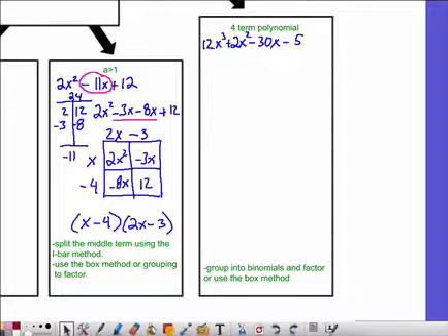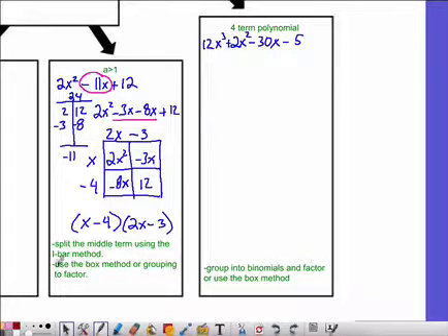Okay, so I can either group into binomials and factor, or I can use the box method. And this one I'm going to show you both. But back here where it said or grouping to factor, that's what I'm going to show you first, is to group to factor. Because this is 4 terms, 1, 2, 3, 4. And once you split the middle term over here, this is also 4 terms, 1, 2, 3, 4. So you could have used grouping back here. But I decided to use the box method. So let's go ahead and use grouping for this one.